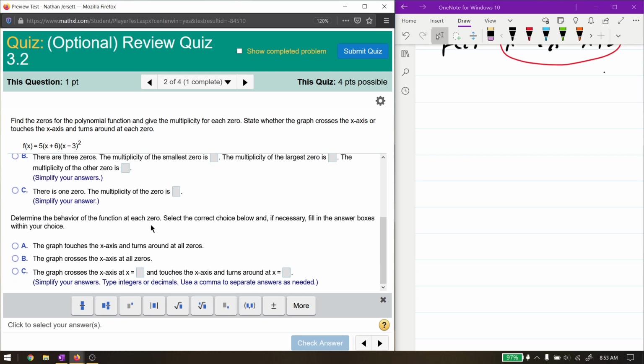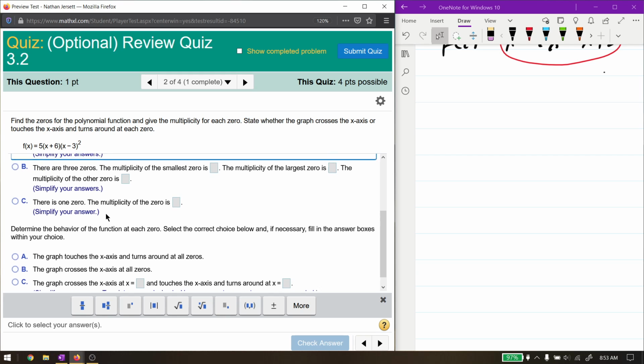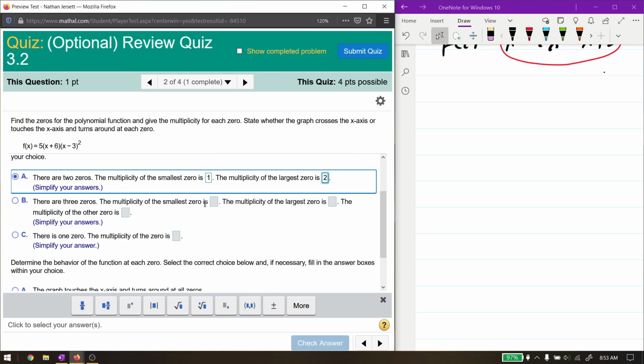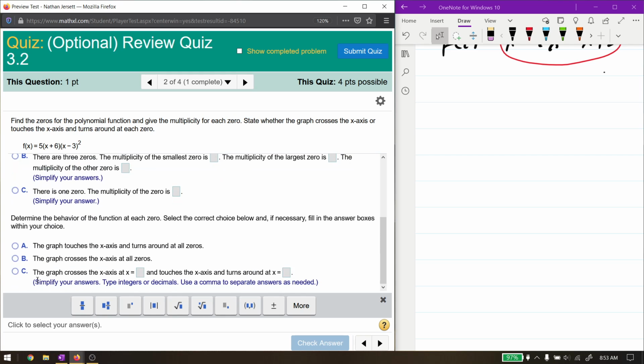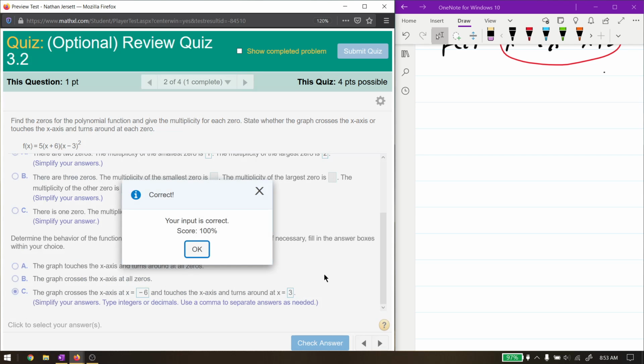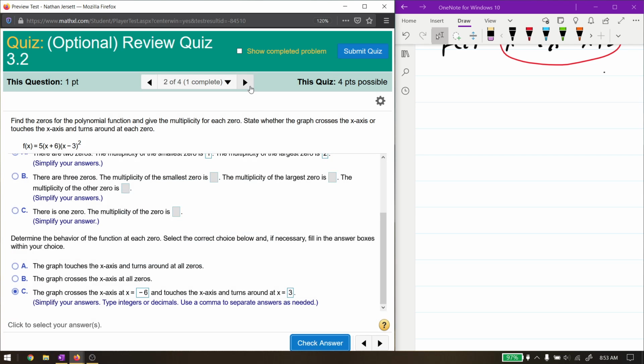Okay, determine the behavior of the function at each zero. If the multiplicity is odd, like 1, it crosses. If it's multiplicity even, so at 3, it's going to just briefly touch the x-axis and then turn around. So we have crosses at negative 6 of multiplicity 1, and then turns around at 3 because it has multiplicity 2. Check it. That's all correct. Move on.